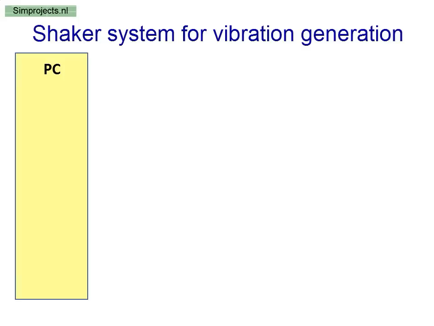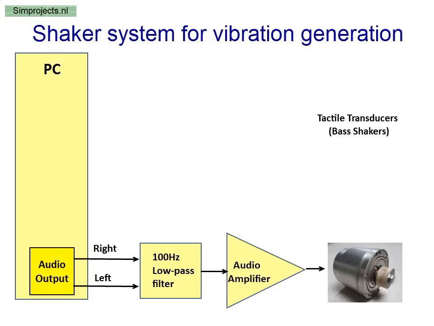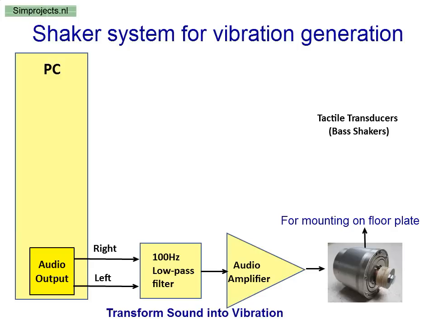The vibration system consists of 2 separate channels. One channel uses the PC sound output, passes it through a low-pass filter, and then amplifies it to drive a tactile transducer which is mounted on the cockpit floor. All flight simulator low-frequency sound can now be felt as vibration.